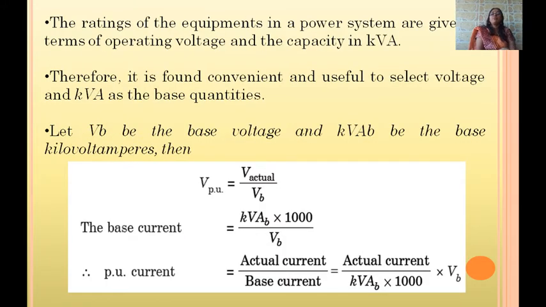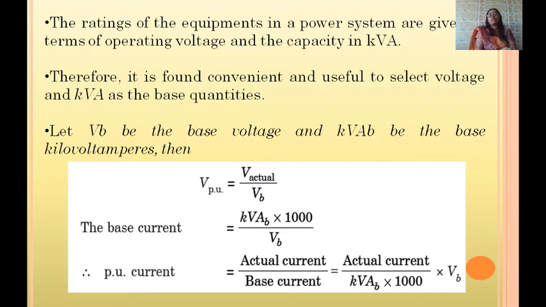The ratings of the equipment in the power system are given in terms of operating voltage and capacity, that is in kVA. Transformer rating is given in kVA, generator rating is given in kVA. Therefore it is found convenient and useful to select voltage and kVA as the base quantities. As most of the equipment has ratings in kVA and operating voltage, these two quantities are selected as the base quantities, instead of voltage and current.